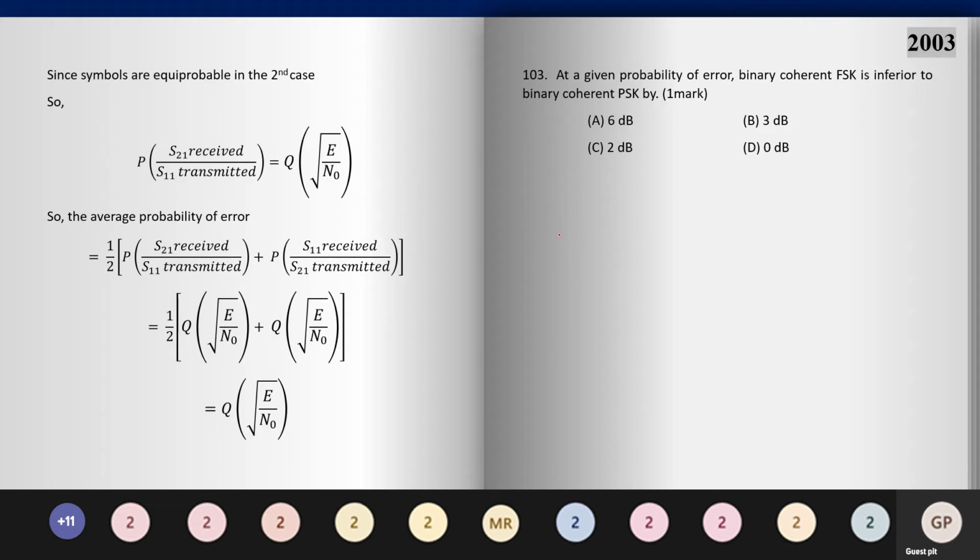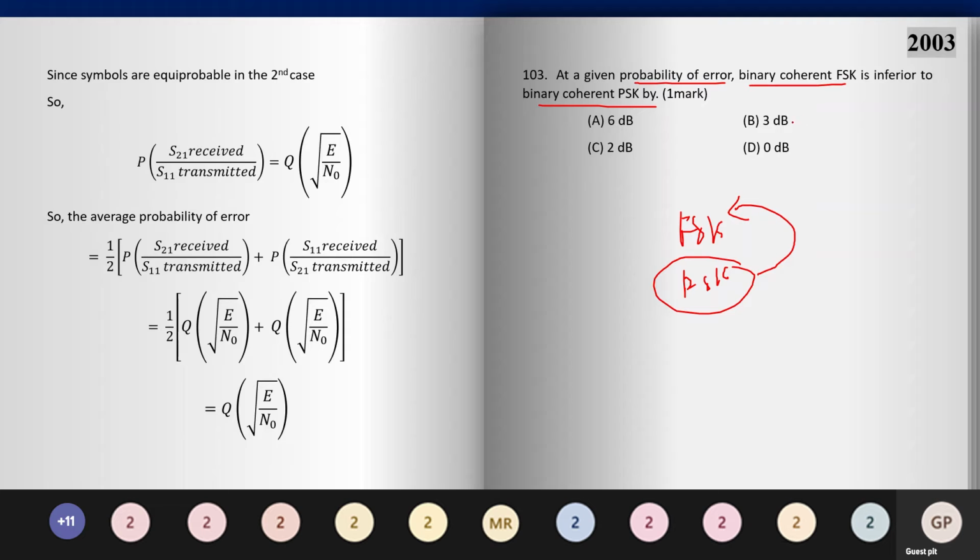As you can read in the question: at a given probability of error, binary coherent FSK is inferior to binary PSK by how much? As you can see, the first technique is FSK, and only after that PSK evolved. PSK is considered the standard method when compared to FSK. We will measure this in terms of dB. As you can see, we have 4 options: 6 dB, 3 dB, 2 dB and 0 dB.